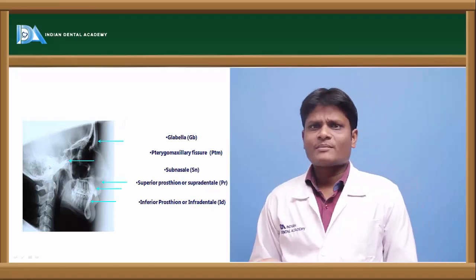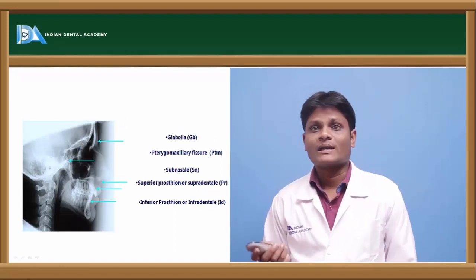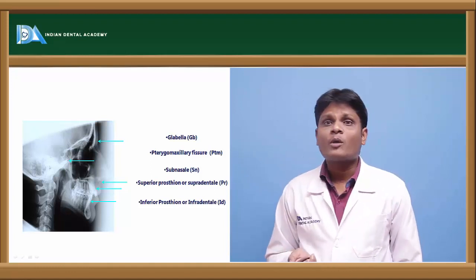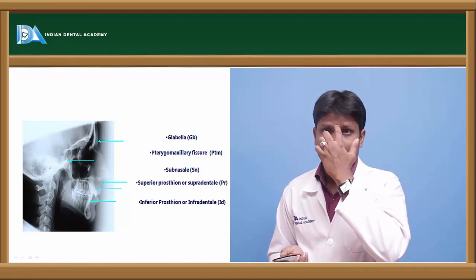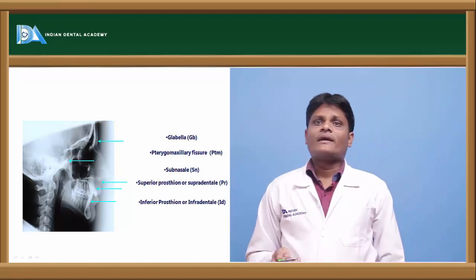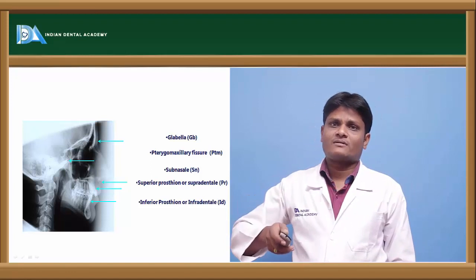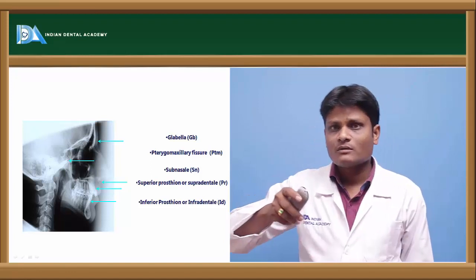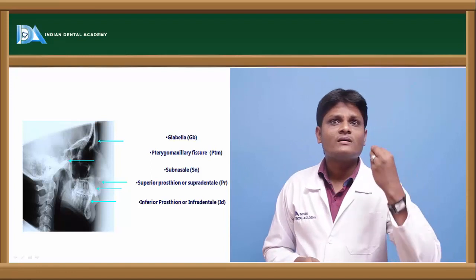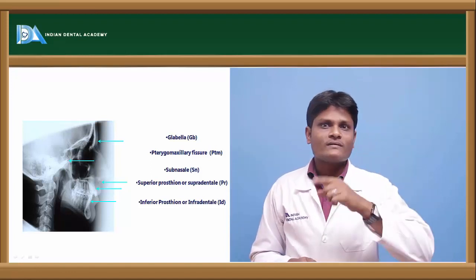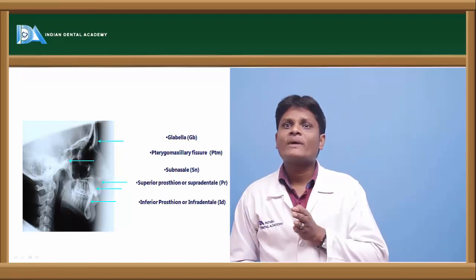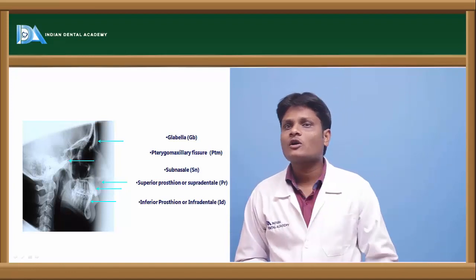The next important landmark is glabella. Glabella is a soft tissue landmark, the most prominent point on the forehead. The pterygomaxillary fissure is a teardrop shaped structure on the lateral cephalogram. It marks the posterior limit of the maxilla. Usually on this teardrop shaped structure, we take the pterygomaxillary point at the 11 o'clock position.